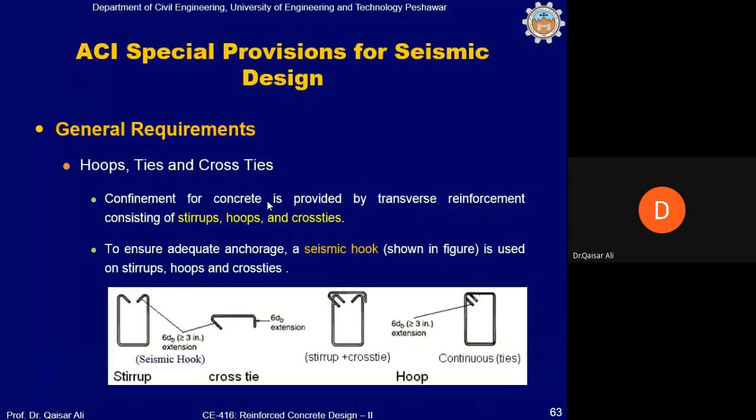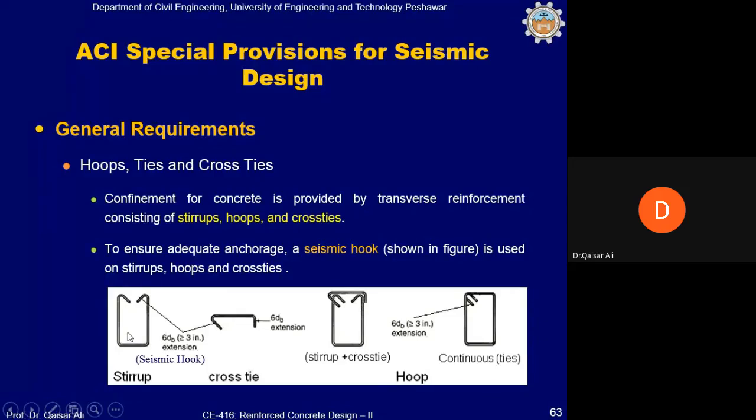Okay, some general requirements on the hoops and ties. The confinement for concrete at the connection is provided by transverse reinforcement consisting of stirrups, hoops, and cross ties. This is a seismic hook. This is a seismic hook provided in a stirrup. This stirrup is called an open stirrup. This is an open stirrup.